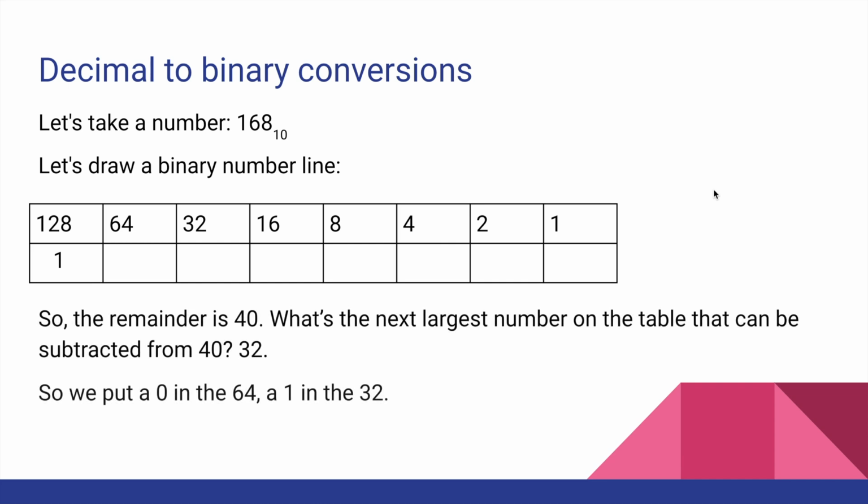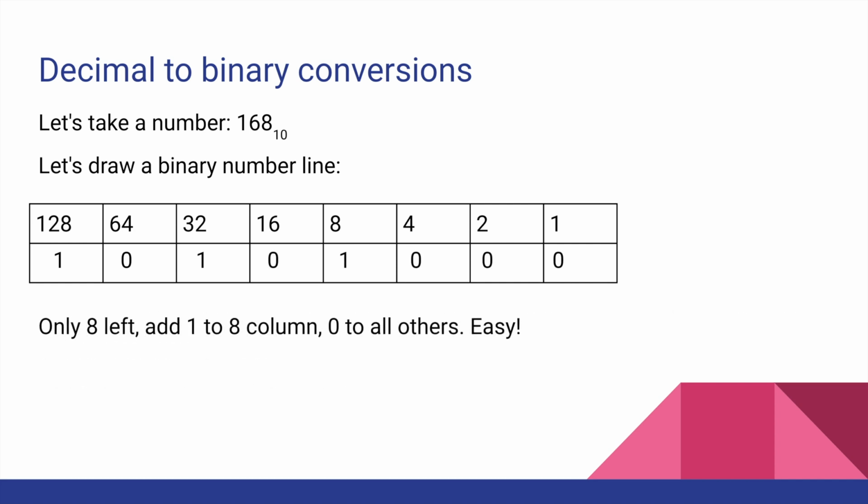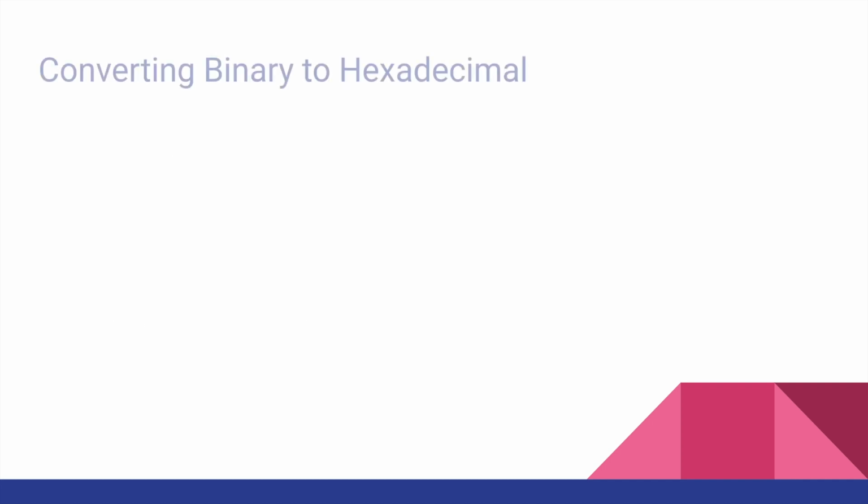What's the next largest value on the table that can be subtracted from 40? 32. So a 0 goes into the 64's column because there's no lots of 64 in my number. There is one lot of 32, so I add a 1 into the 32's column and subtract 32 from 40. What's my remainder? 8. Well, that's actually quite convenient now because there's no 16s, one lot of 8, and my remainder from there is 0, so everything else is zeros. So I've just taken my decimal number, 168, and converted it to its binary equivalent really quickly, 10101000. It is that easy. Don't think too hard on it. It's supposed to be a simple job.